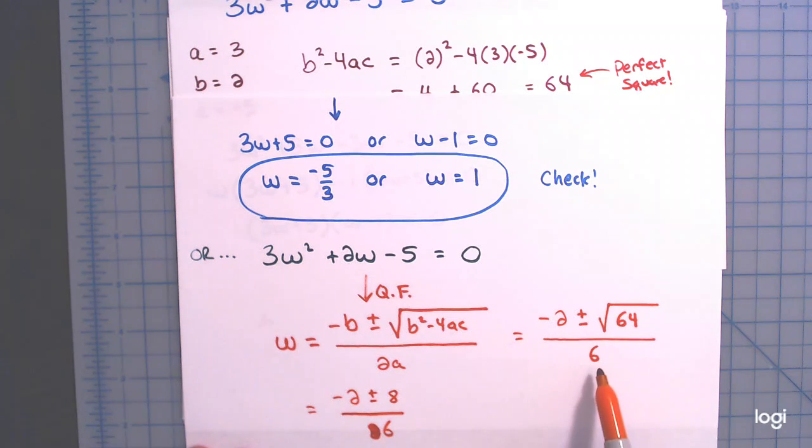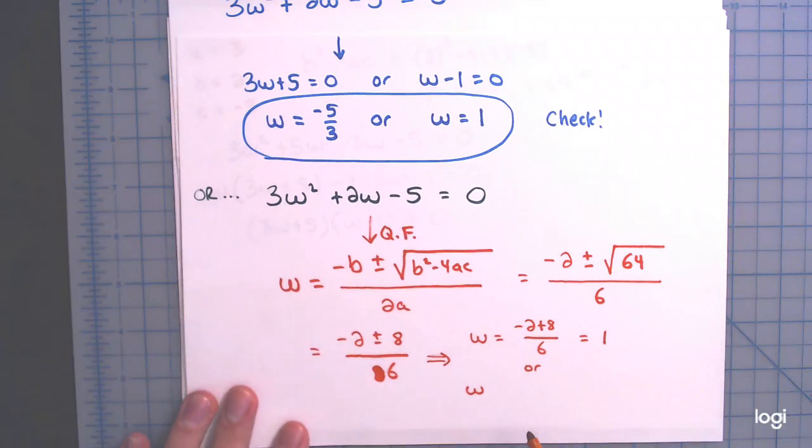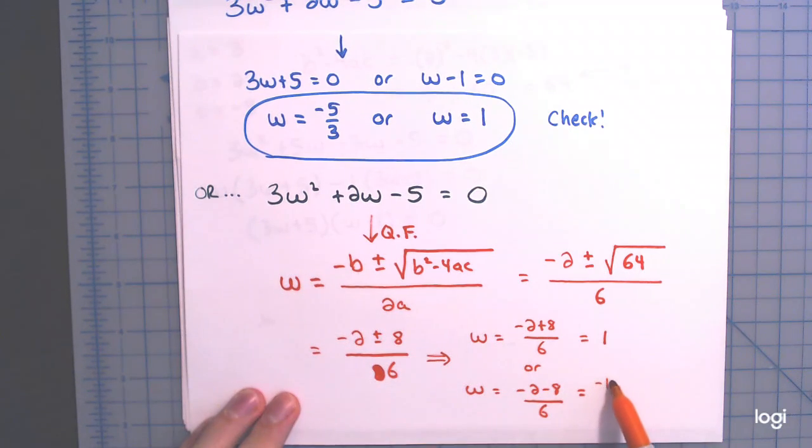6. 2 times 3. And then this is actually, remember, this is two numbers. I know what these numbers are if there's no square root anymore, right? One is w equals negative 2 plus 8, then divided by 6. Well, what's negative 2 plus 8? That'd be 6. And then 6 divided by 6 is 1. Or w could be equal to negative 2 minus 8, then divided by 6. And what's negative 2 minus 8? That's negative 10 divided by 6.